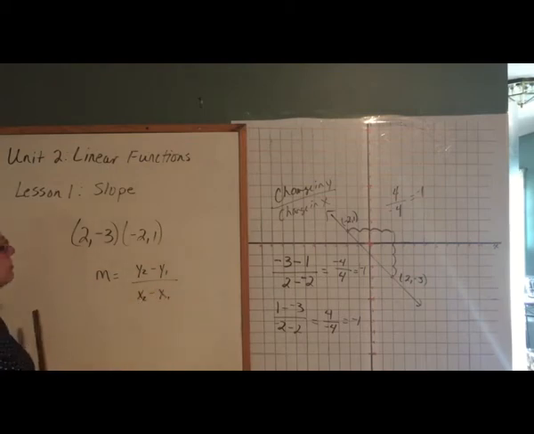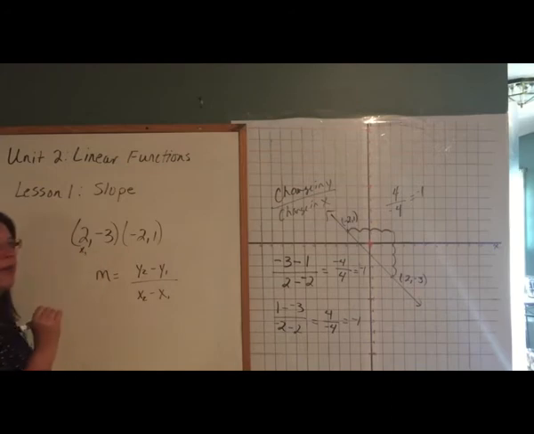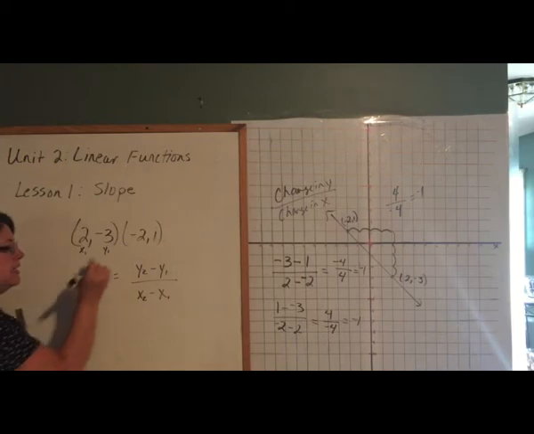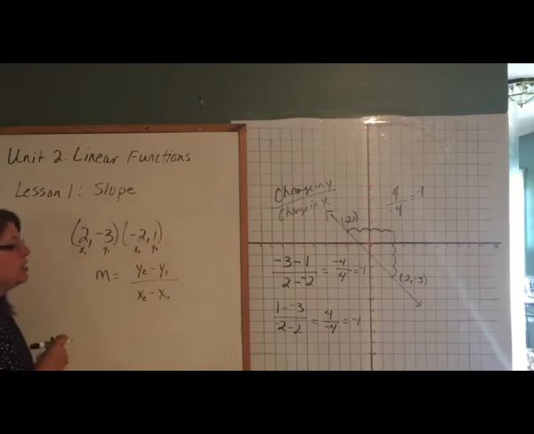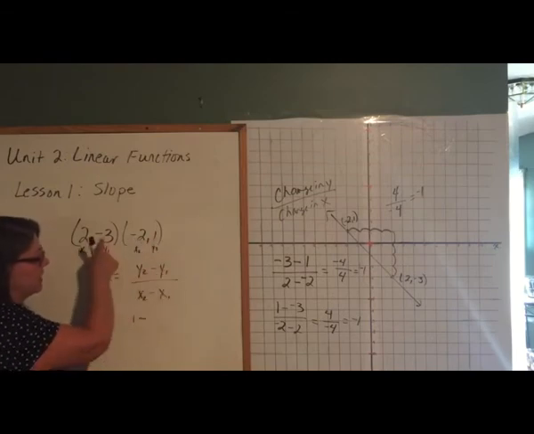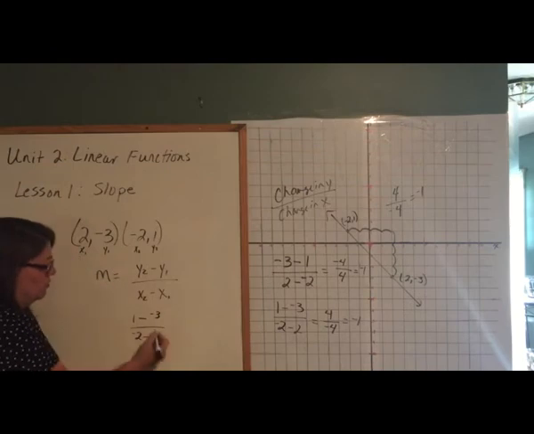And I always tell my students, well, we have a point 1 and a point 2. So if this is my x value for the first point, I'll call that x1. This is my y value for the first point, so I'm calling it y1. This is my x value for the second point, I'll call it x2. This is my y value for the second point, I'll call it y2. And to find the slope, I take y2, which is 1, minus y1, negative 3, over x2, which is negative 2, minus x1, which is 2.